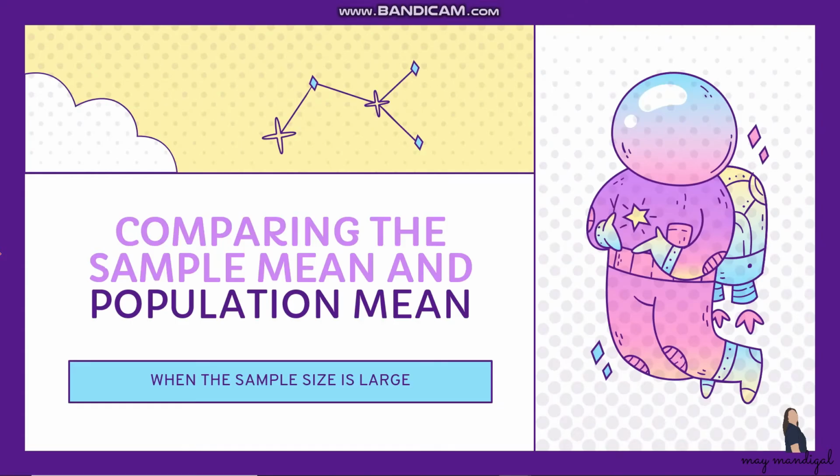For today's lesson, we will be discussing comparing the sample mean and the population mean when the sample size is large. There are different ways on how we can compare our sample mean and our population mean. The first way is when we know that the sample size is large.